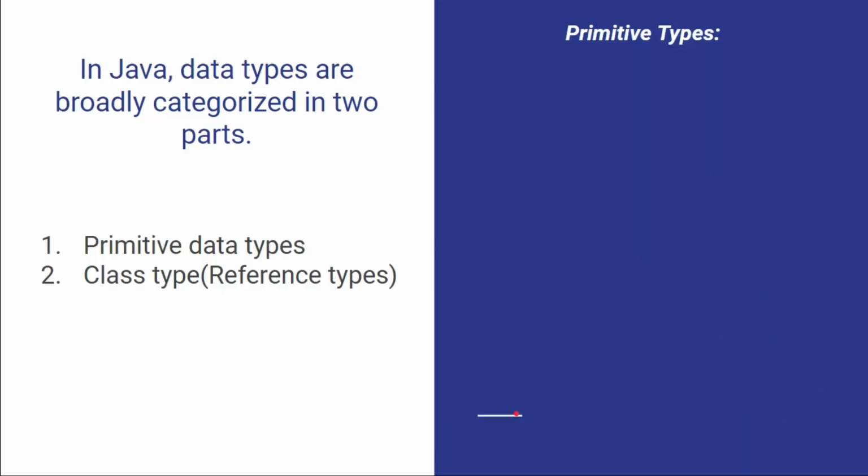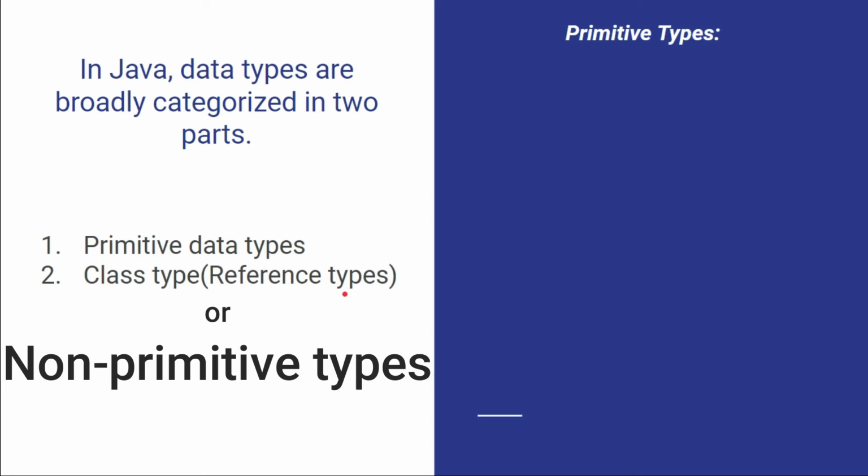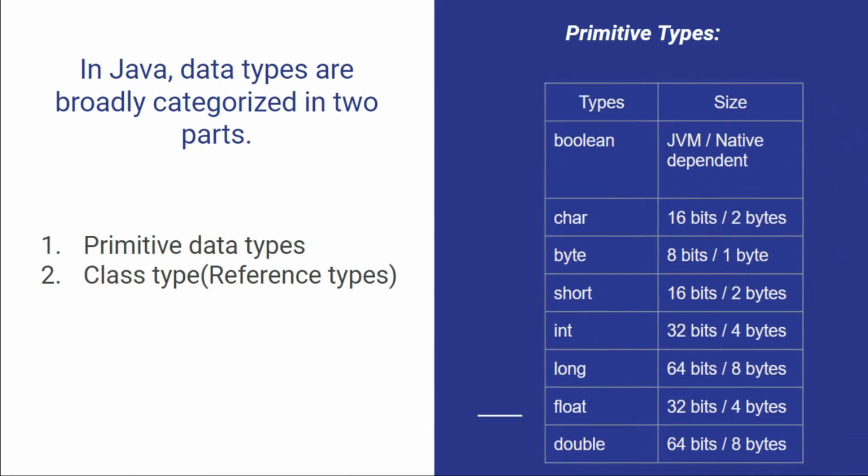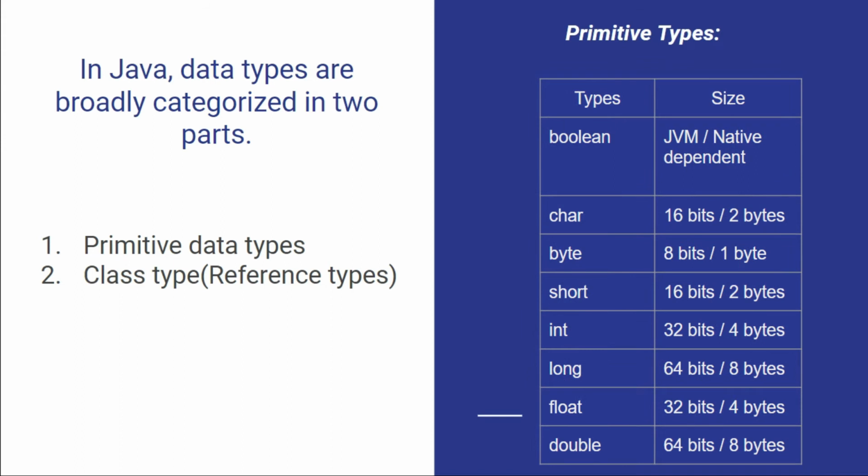In Java, data types are broadly categorized in two parts: primitive data types and class types, also called reference types. There are mainly 8 primitive data types. These are boolean, char, byte, short, int, long, float, and double.